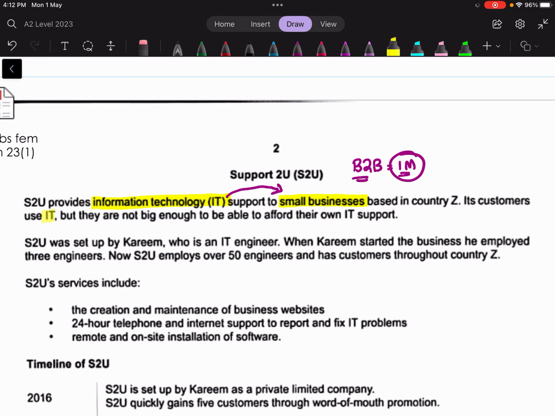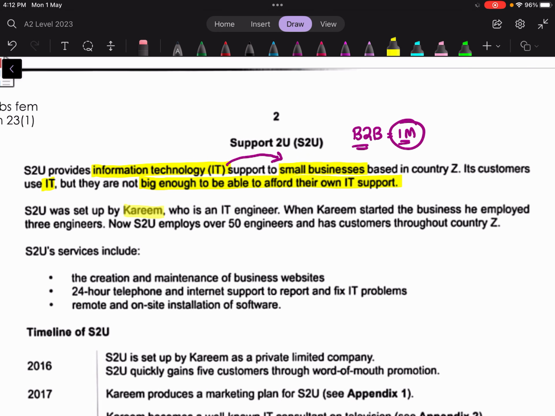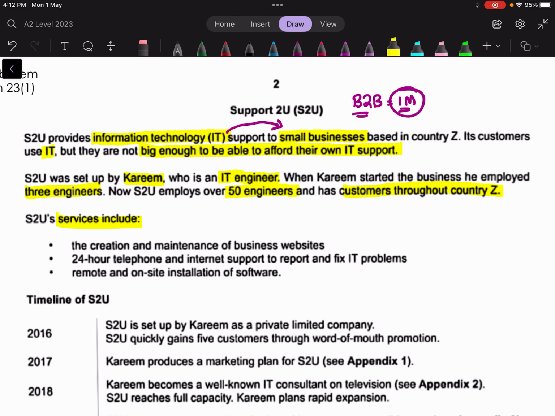Its customers use IT, but they are not big enough to be able to afford their own IT support. Fine, so far so good. STU was set up by Kareem, who is an IT engineer. When Kareem started the business, he employed 3 engineers. Now, STU employs over 50 engineers and has customers throughout country Z. Alright, so you can clearly see that there is a breakup of the services, that it involves creation and maintenance of business websites, the 24 telephone access, and the installation of software as well. So the services include a combination of both software and hardware, obviously.